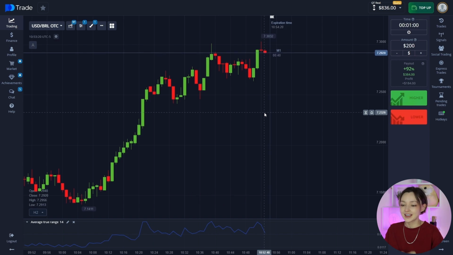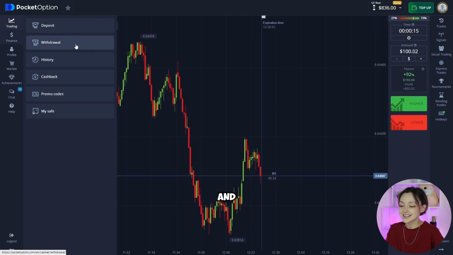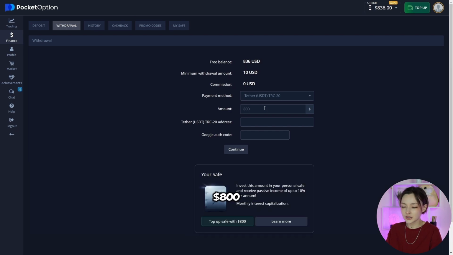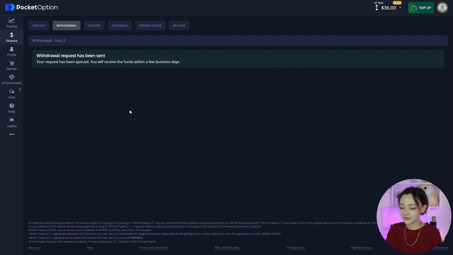And now let's move on to withdrawing our money. In order to withdraw our money, we want to click on Finance and select Withdrawal. Now we enter the amount we want to withdraw, which is $800 in my case now. Then we enter the address of our withdrawal and the confirmation code. Our withdrawal request has been successfully created.